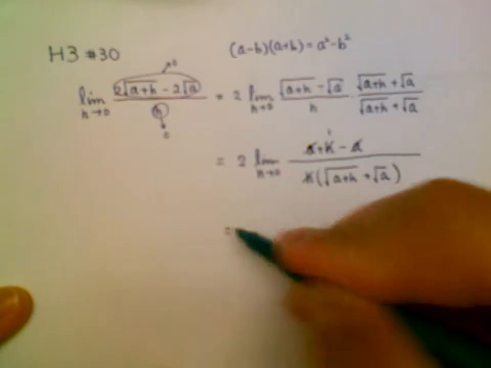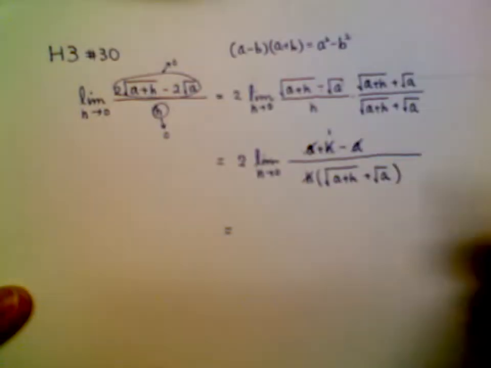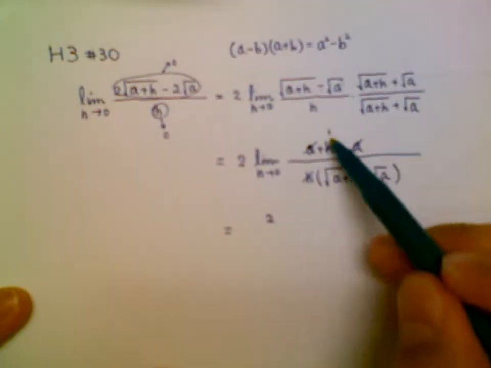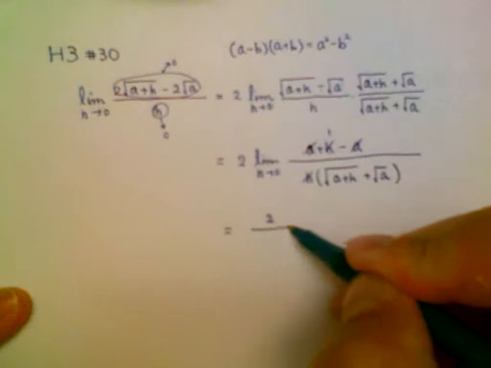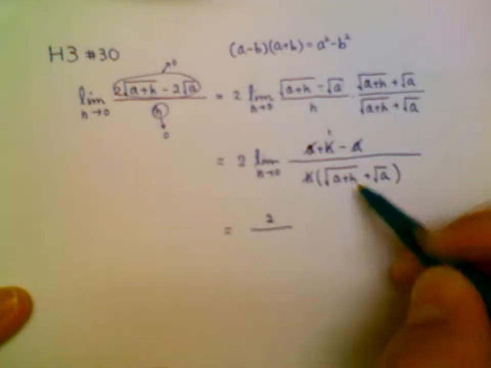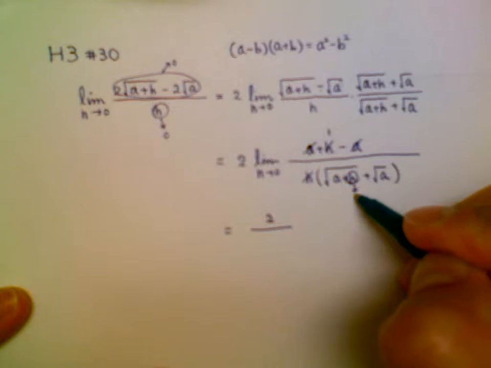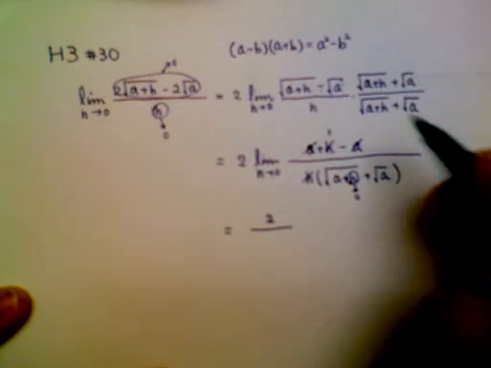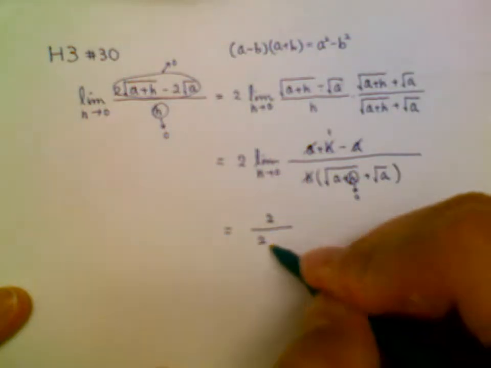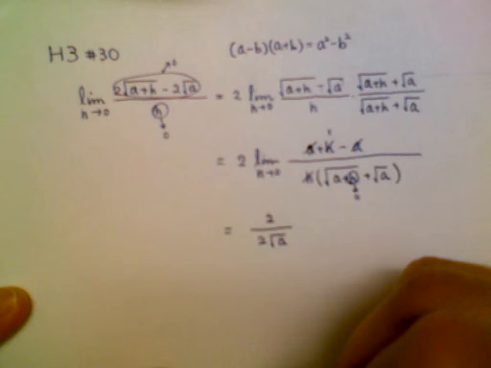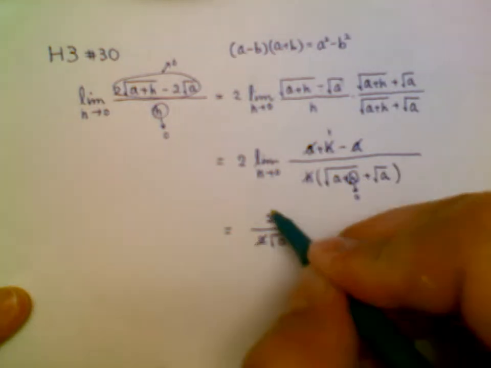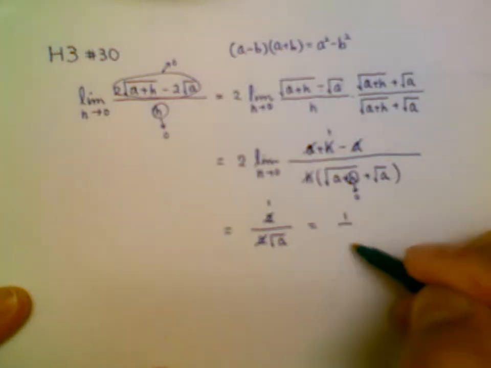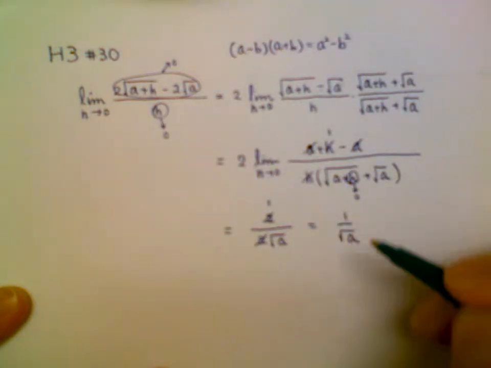Basically plug in h. So 2 is already here, so I'm going to put 2 on top. 1 is 1, so you have that. Since h is 0, this guy goes to 0. Then you have square root of a plus another square root of a, so that's going to be 2 square root of a. Then we can cancel 2 and 2. Then you get 1 over square root of a.